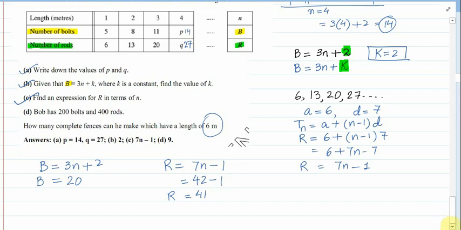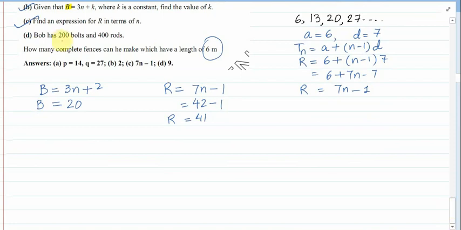Now for the data, Bob has 200 bolts. So if I divide 200 by 20, I will come up with 10. Right, so that means he can make 10 complete fences. 10 complete fences he can make.